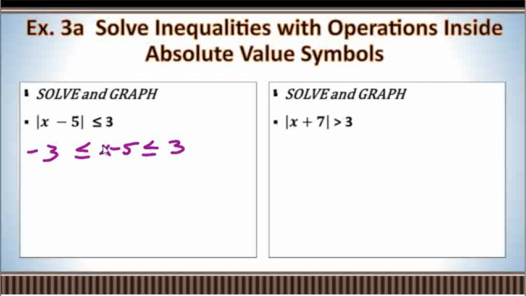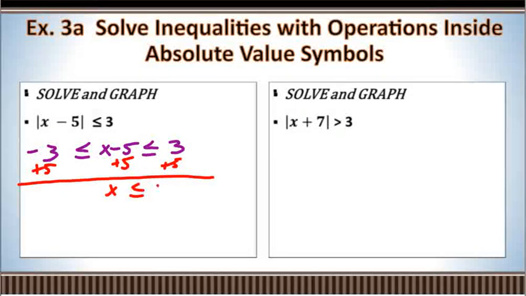So it's 3 steps away on both sides of whatever x minus 5 is. Now I solve by adding 5 to both sides, and I have x is less than or equal to 8, or it's greater than or equal to a positive 2.